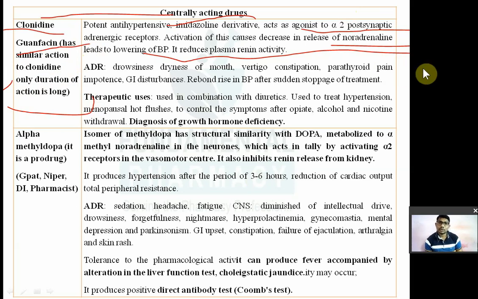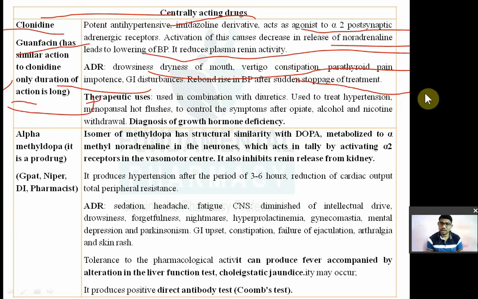Dryness of mouth, vertigo, thyroid pain, constipation, impotence in the males, GIT disturbances, rebound rise in the blood pressure. Sudden stoppage of treatment leads to rebound blood pressure. तो अचानक से अगर क्लोनिडीन का थेरेपी बंद किया तो इससे ब्लड प्रेशर बढ़ता है. तो रिबाउंड ब्लड प्रेशर. उनका यूज क्या है?